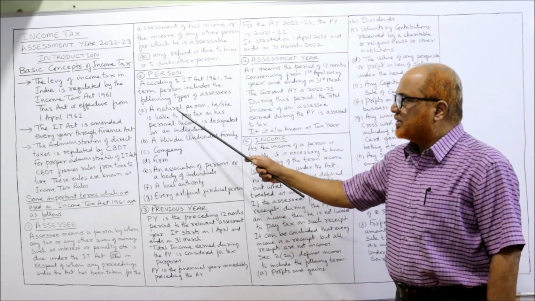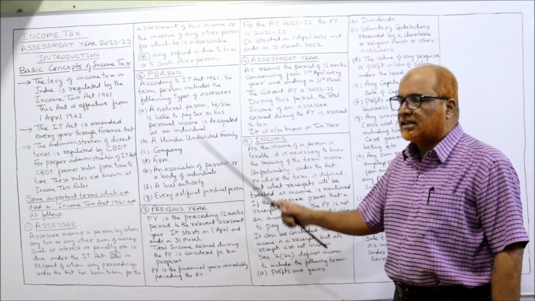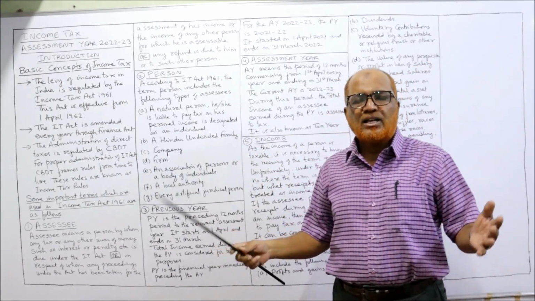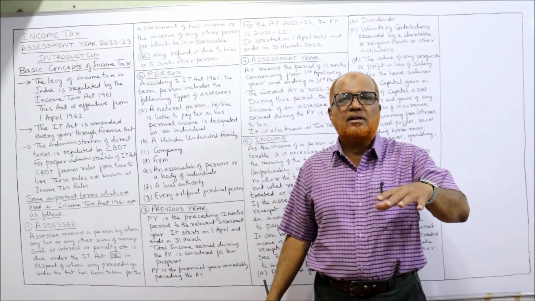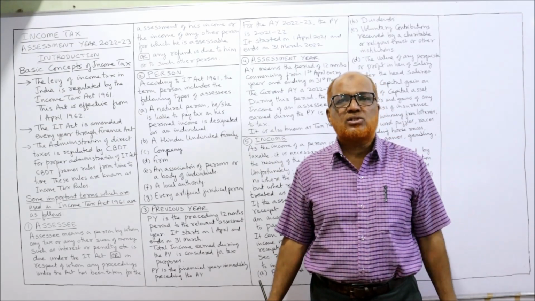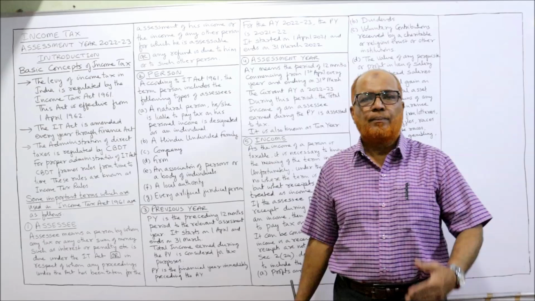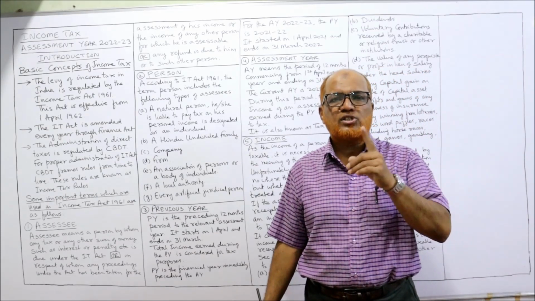Who are the persons? First, a natural person, he or she who is liable to pay tax on his personal income, is designated as an individual. A natural person just like us. So I am an individual. I am a natural person. First person.